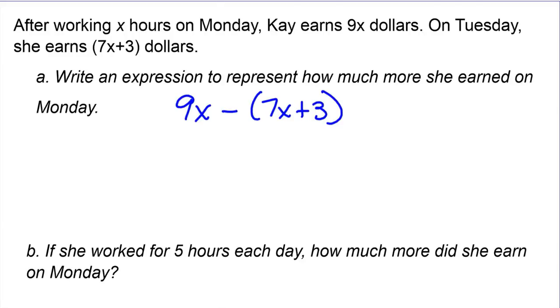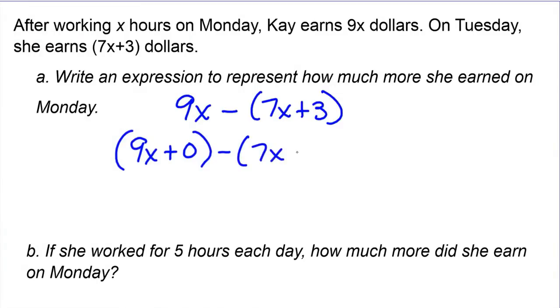Here, we have to be careful in this situation because this is an expression that will cause a lot of error. Now, there is no constant in the first expression, so we might be tempted to just take 9x minus 7x, which is 2x, and then just tack on the plus 3. Now, that isn't the case because this subtraction does apply to that 3 as well. So here's how we should think of this. This is like 9x plus 0. There is no constant there.